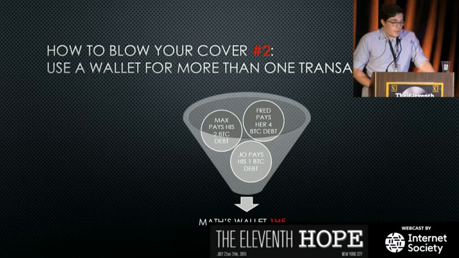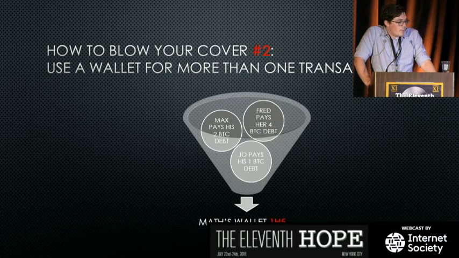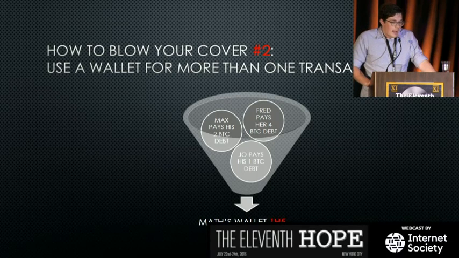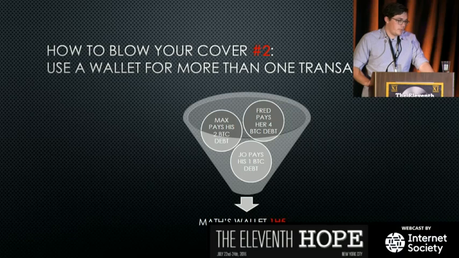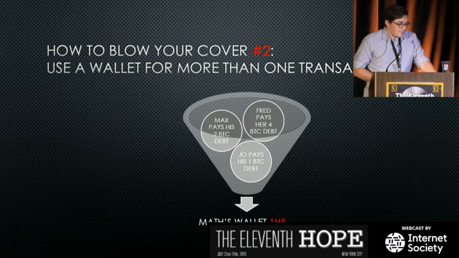The second way to blow your cover is to give the same address to multiple people. For example, I want to receive a transaction from Joe, a transaction from Fred, and a transaction from David. I'll give the same address to those 3 persons: to David, to Fred, and to Joe. And they are all going to send me the money.